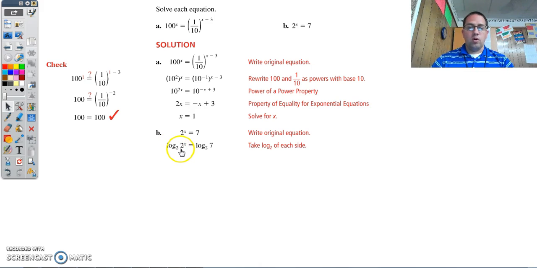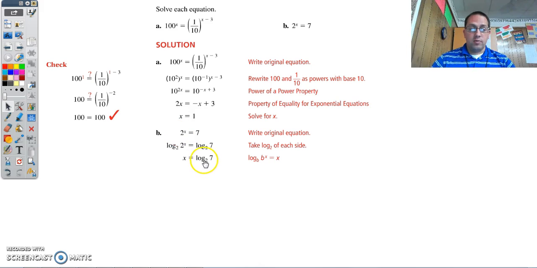So log base 2 of 2 to the x and log base 2 of 7. We take log base 2 of both sides. And if you'll notice, the base of your logarithm and the base of the exponent are the same thing, so they cancel out. We're just left with x equals log base 2 of 7. If you look at this, this is really just taking our exponential equation and writing it in logarithmic form. That's really all this does.